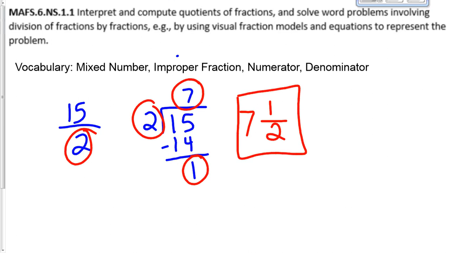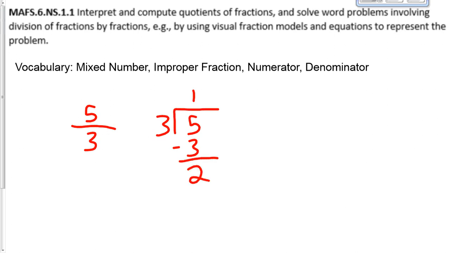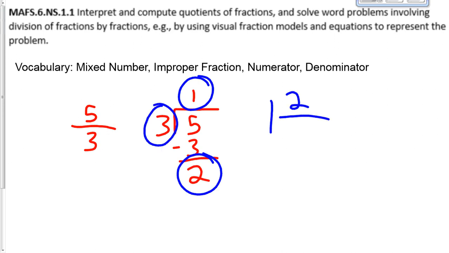Let's look at one more example. Let's say I have 5/3. This is 5 divided by 3. So this would be 3 on the outside, 5 on the inside. Notice the bottom number always goes on the outside, top number on the inside. 3 would go into 5 one time. 3 times 1 is 3. Subtract. I have 2 remaining. So my whole number, the number on top, is 1. My numerator is 2. And my denominator is 3.